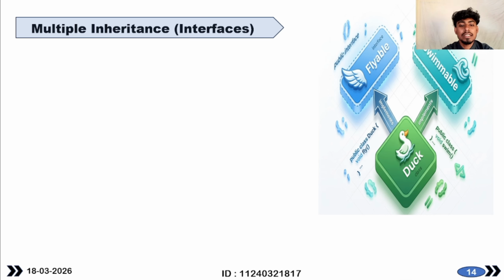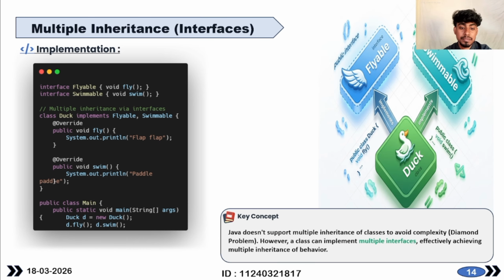Multiple inheritance. An important point to notice here, Java classes do not support multiple inheritance to avoid the diamond problem. However, as highlighted, we can achieve this through interface to allow multiple behaviors.